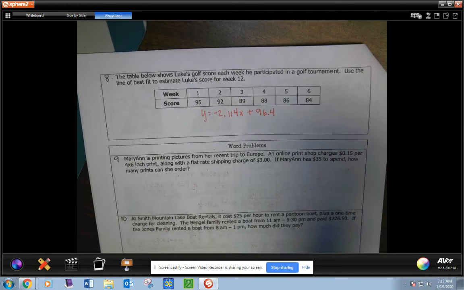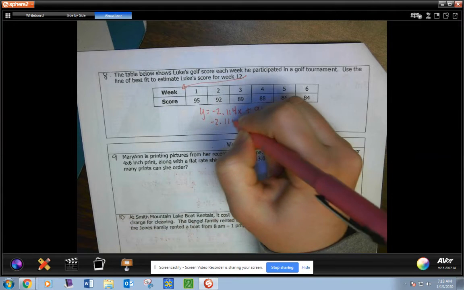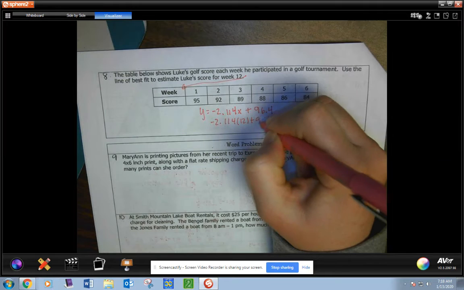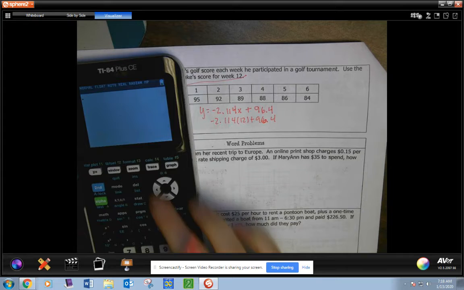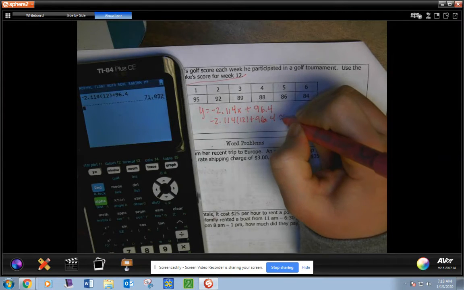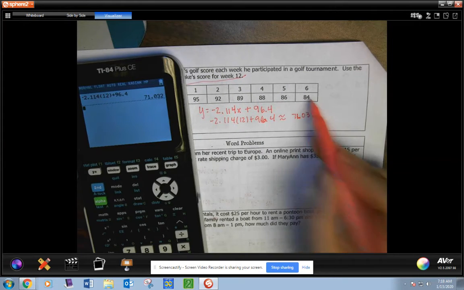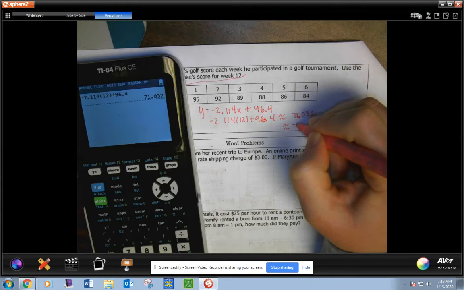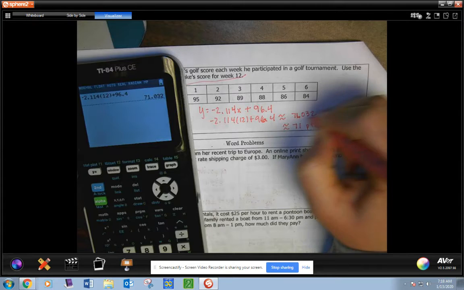Okay, and they want me to use the line of best fit for Luke's score for week 12. Well, week is x, so negative 2.114 times 12 plus 96.4. So here we go, negative 2.114 times 12 plus 96.4. And I get about 71.032. And since all the other scores are whole numbers, I'm going to go ahead and round that to 71. And I'm going to put points or score because that's what we're talking about here.